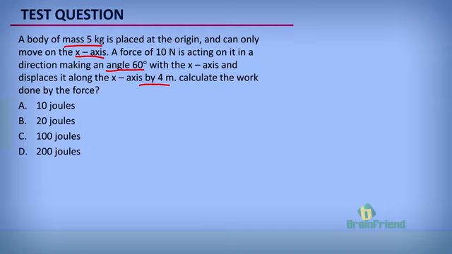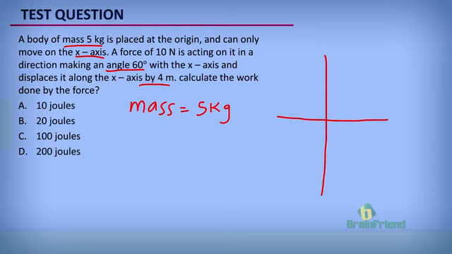Now you can see from this question, the data given, we have mass. Mass is equal to 5 kg. And we are told that this mass is placed at the origin and can move on the x-axis, which is the horizontal direction. A force of 10 Newton is applied. Now we can sketch this diagram. This is your Cartesian plane. This is the origin, as we all know.